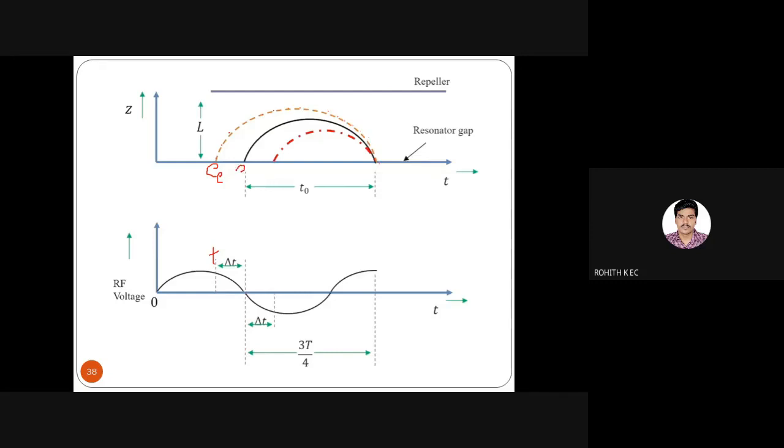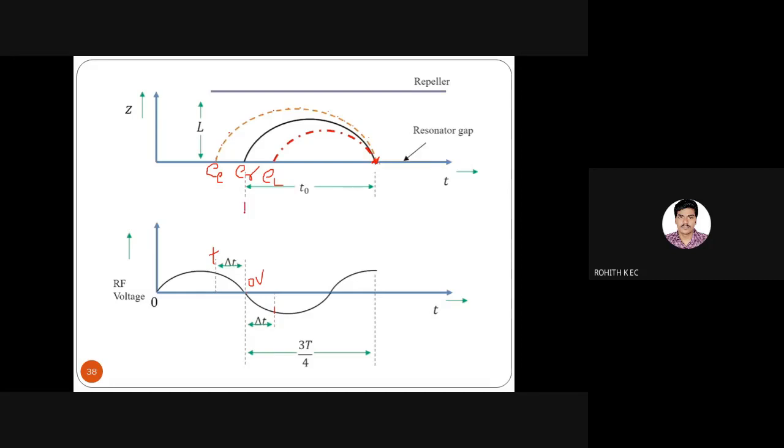Next is the reference electrons, that is ER. The reference electrons are the electrons that are coming out from the filament when the RF voltage is zero, right? And this will experience much lesser repulsion as compared to early electrons. And then when the voltage becomes negative, the group of electrons that are coming out are referred to as late electrons, and this will encounter much greater repulsion, and then they will reach the bunching point much faster than the earlier two sets of electrons.